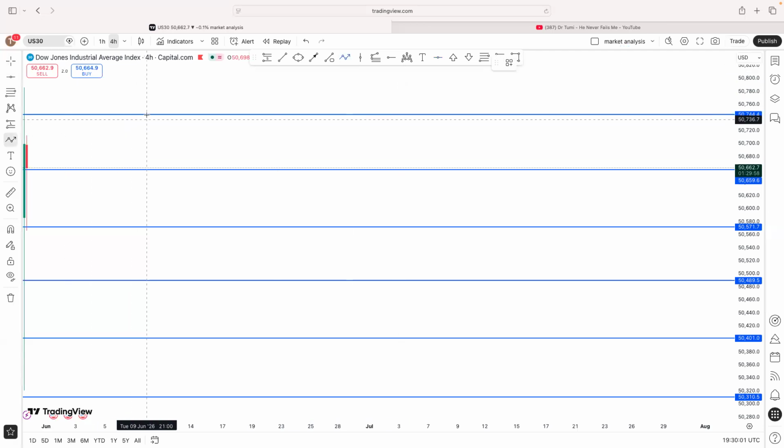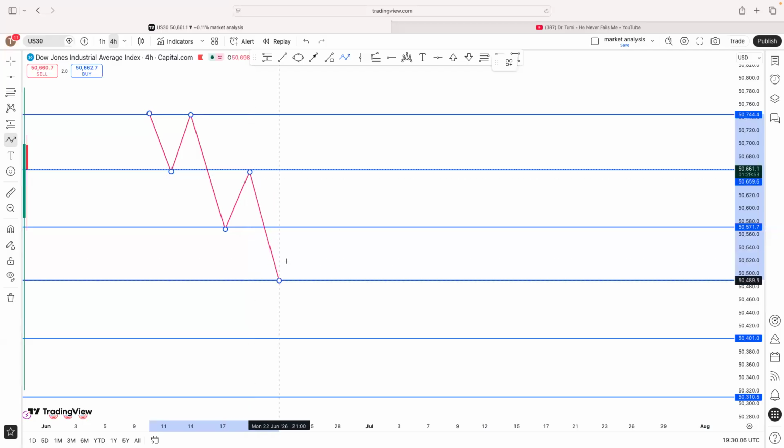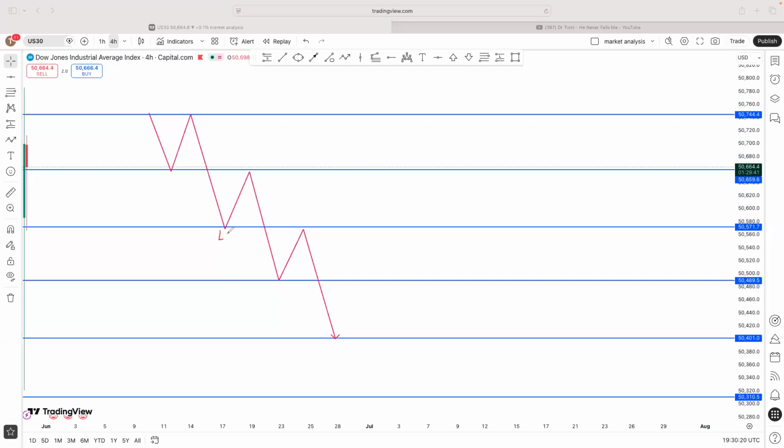Now, let's say the market was creating a lower low, lower high, lower low, lower high, and then lower low, lower high, lower low, right? Let me end it right here. So this is the market structure, right? So this is going to be lower low, lower high, lower low, lower high, lower low, lower high, right? And then this is the next lower low.